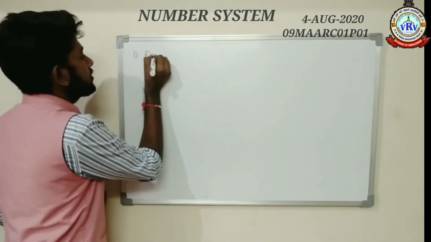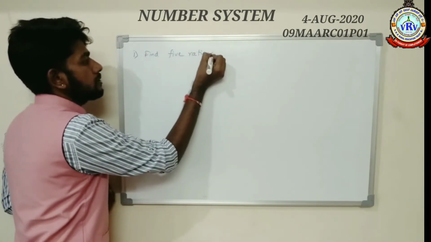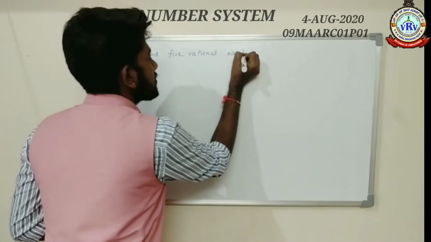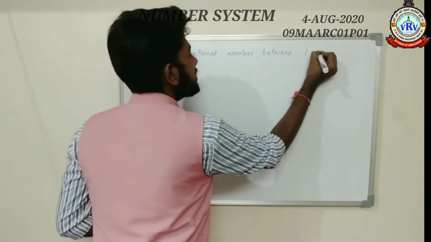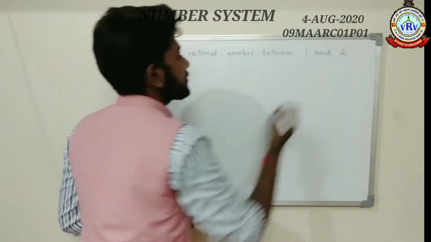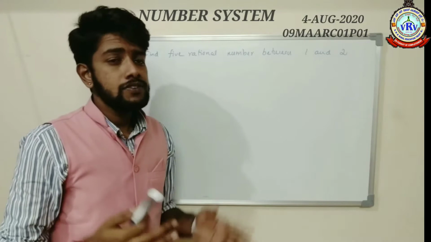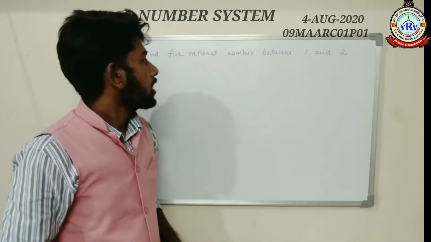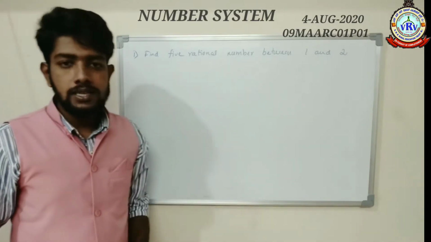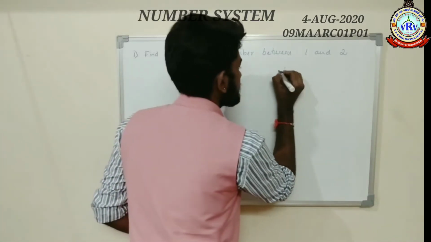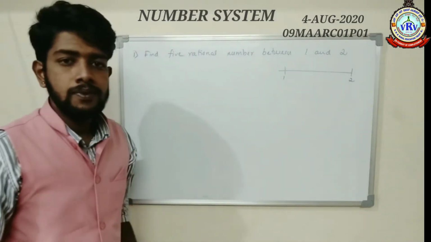Find 5 rational numbers between 1 and 2. Already said there are infinitely many rational numbers between any two rational numbers. So I'm taking 1 and 2. Between 1 and 2 I have to get 5 rational numbers.